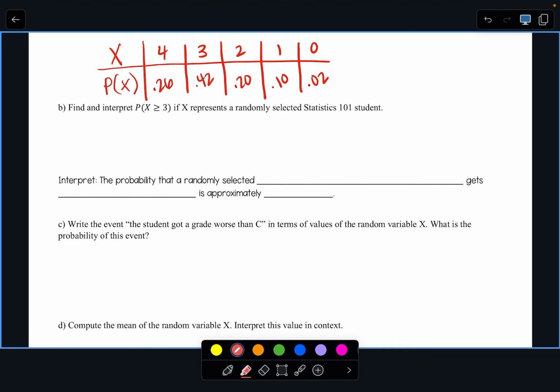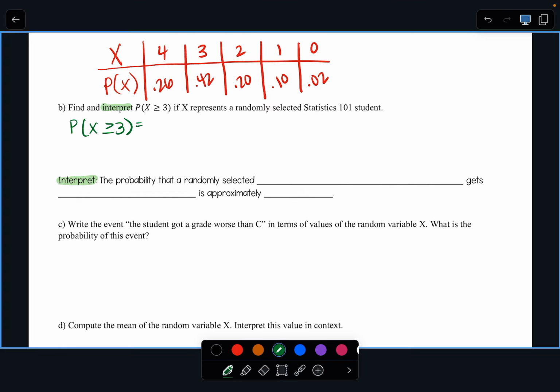The one thing I'm going to point out first, because I don't want you to forget to do this, is if they have the word interpret, you have to write a sentence explaining what your value means. I give you a sentence stem in your notes. If this were a test question, you would not have a sentence stem. So find and interpret the probability that X is greater than or equal to 3 if X represents a randomly selected Stats 101 student. So I'm going to have the probability X is greater than or equal to 3.